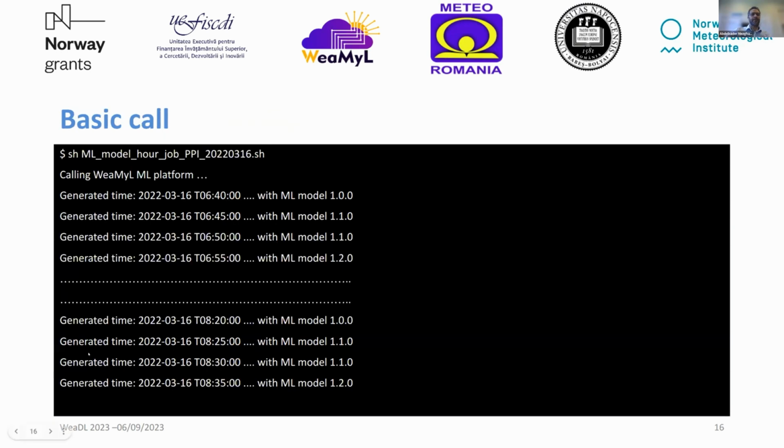So once you run this job, on the terminal you will see something like this: the generated time, and which model and version is used, and each generation time step will store the results into a separate netCDF file. In this case, you have a forecast on the 16th of March 2022 from 6:40 to 8:35. So these are roughly 2 hours ahead.